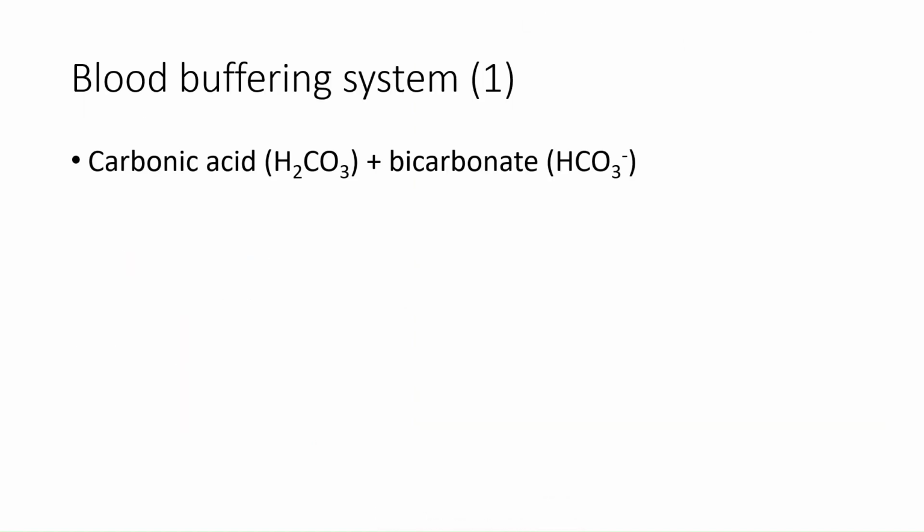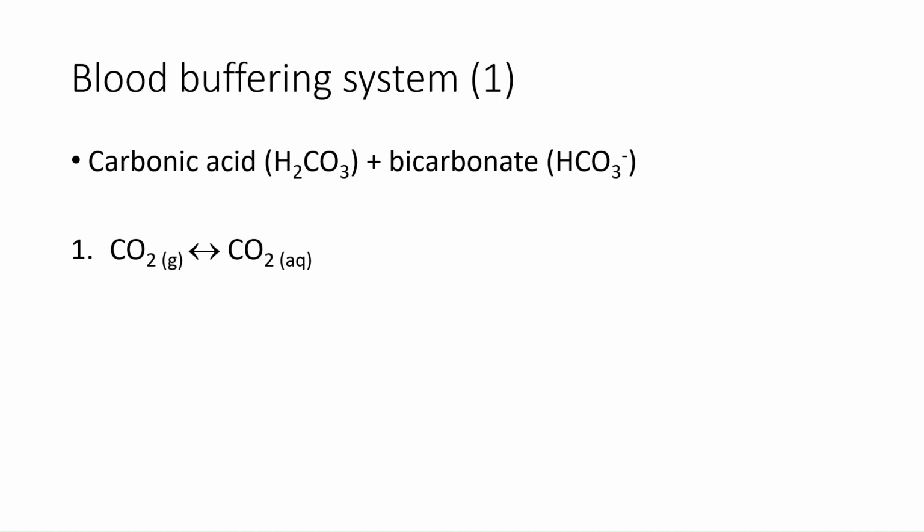So that brings us to our real-life example, the buffering system that's present in our blood. So our blood is a buffer. It contains the acid and the conjugate base. The acid is carbonic acid. The conjugate base is bicarbonate. Another name for bicarbonate is hydrogen carbonate.